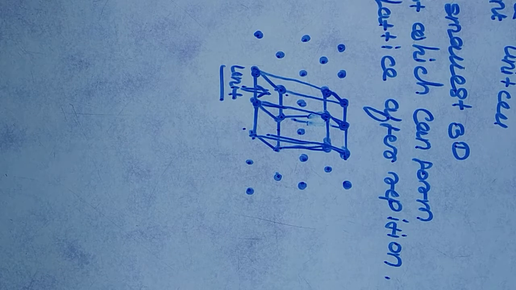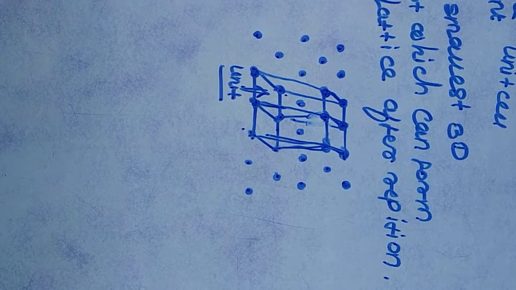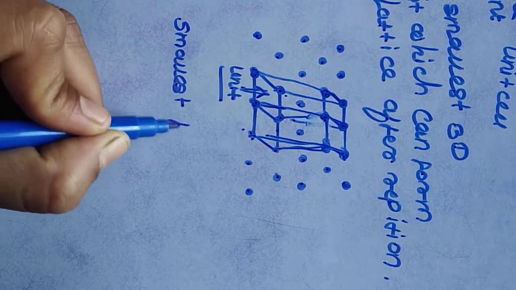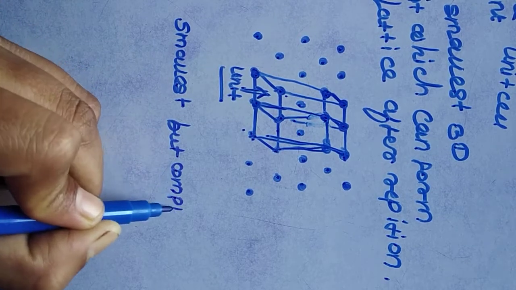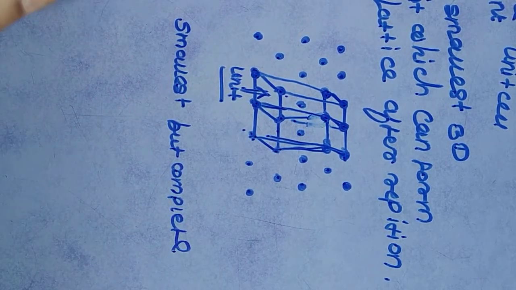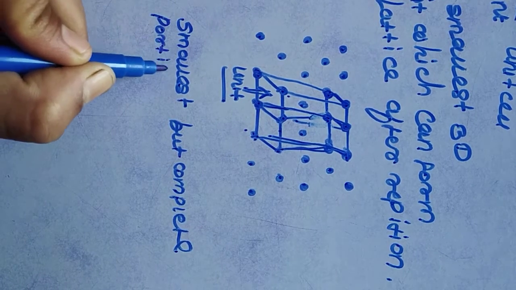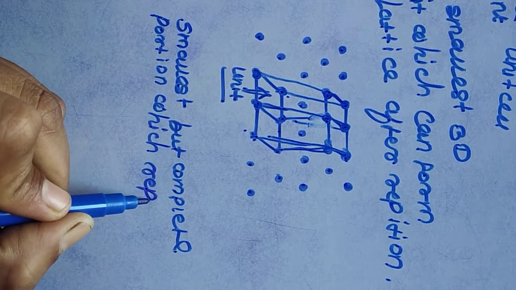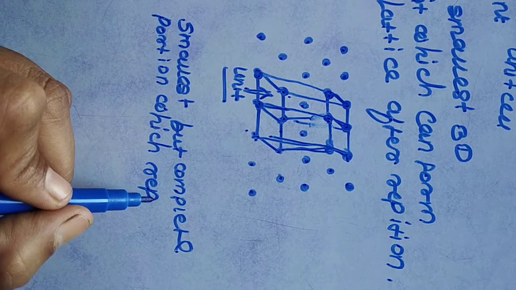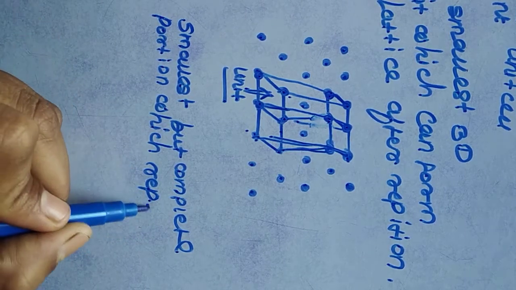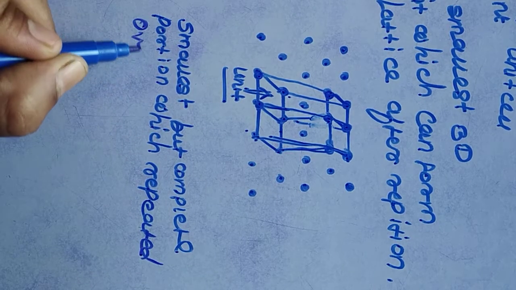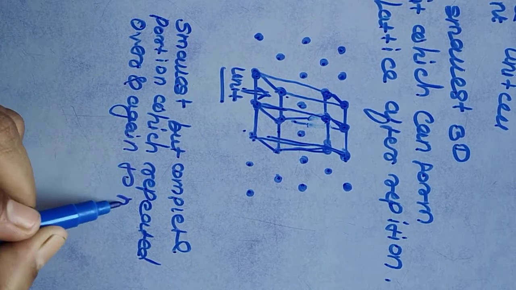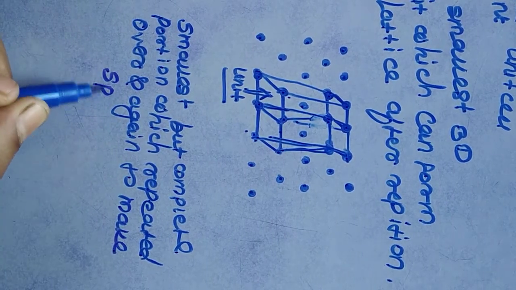You can also give the definition of unit cell: the smallest but complete portion which is repeated over and again to make a space lattice.